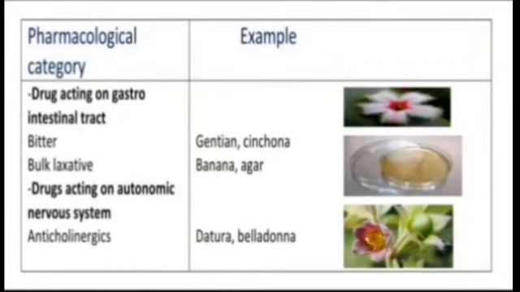Pharmacological categories and their examples. First category is drugs acting on the gastrointestinal tract. In bitters, examples are gentian and cinchona. Bulk laxatives, examples are banana and agar. Second, drugs acting on the autonomic nervous system, anticholinergics, examples are datura and belladonna.